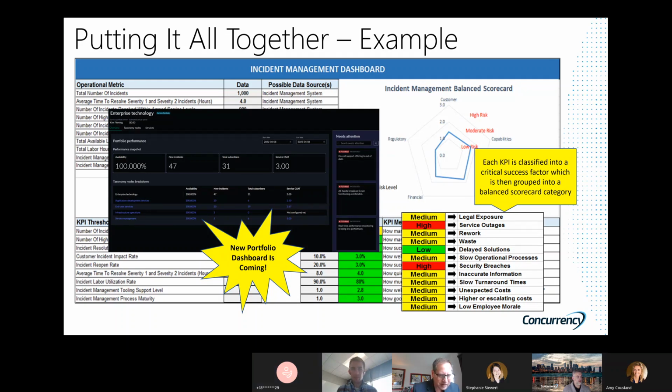ServiceNow recently announced this in their new version 2, this portfolio dashboard, which is kind of doing this kind of a capability here. And Brian, let me turn that over to you here if you want to elaborate on that a little bit.